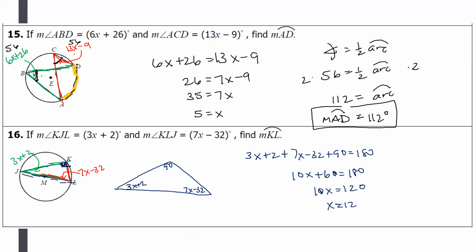So now that I know x equals 12, I'm going to come up here and plug it in. 3 times 12 is 36, plus 2 is 38. All right, this angle is 38. That is helpful to find arc KL. Arc KL is the arc inside of this angle. The angle is half of the arc when it's an inscribed angle, and the angle is 38. So now we can find arc KL. Multiply both sides by 2. So the measure of arc KL is 76 degrees.